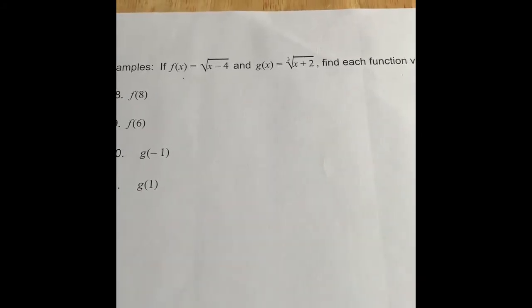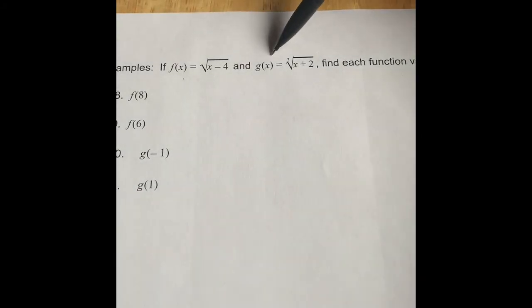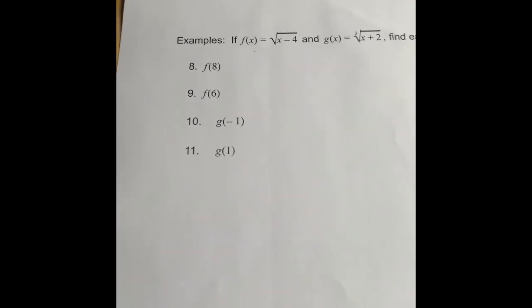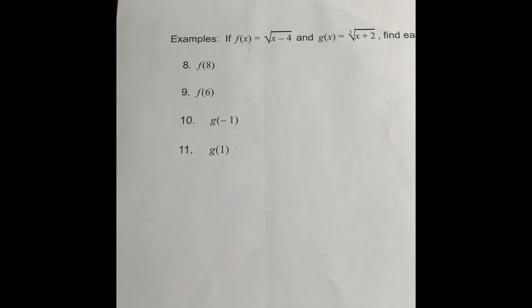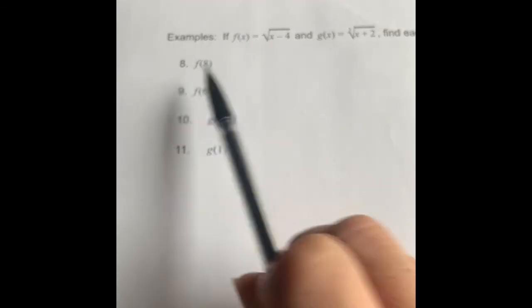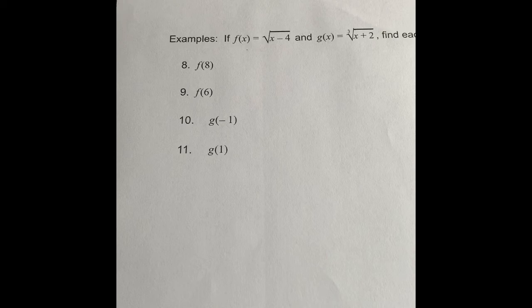On this last set of examples, they're going to give you 2 statements. In this case, they tell us that a function they're calling f is equal to the square root of x minus 4, and a function they're naming g is equal to the cube root of x plus 2. And they want us to find the function value. You see on number 8, they have f of 8. So they want you to plug 8 into function f.